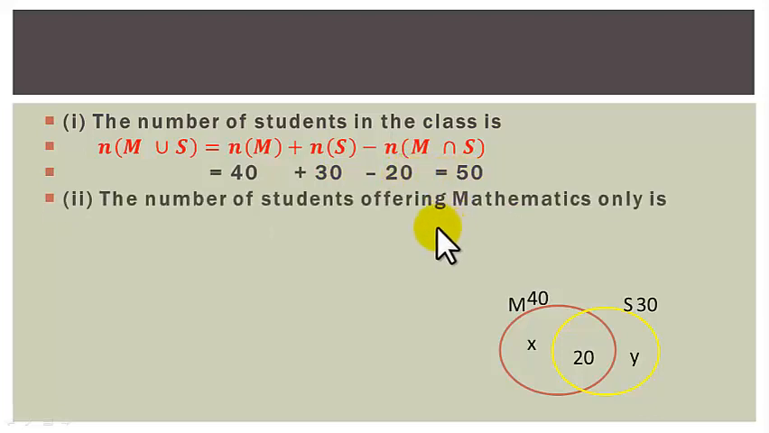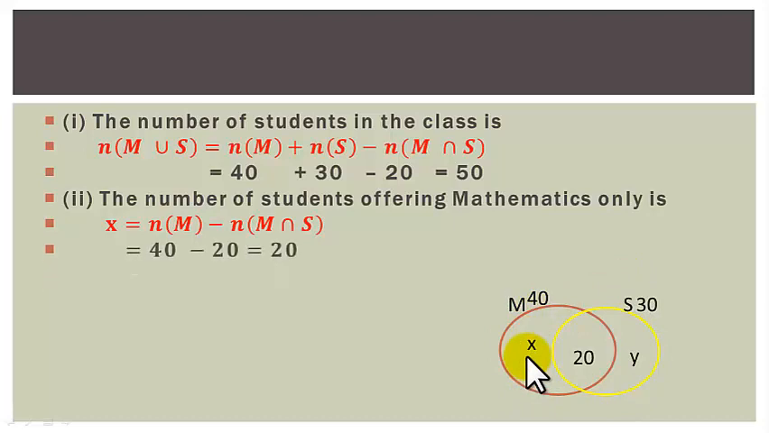2. The number of students offering mathematics only is this X. That's this portion. And X is equal to the number of elements in M, that's this 40, minus this 20. That's when you remove this 20 from M, we are left with X. So X is equal to 40 minus 20, and that is equal to 20.